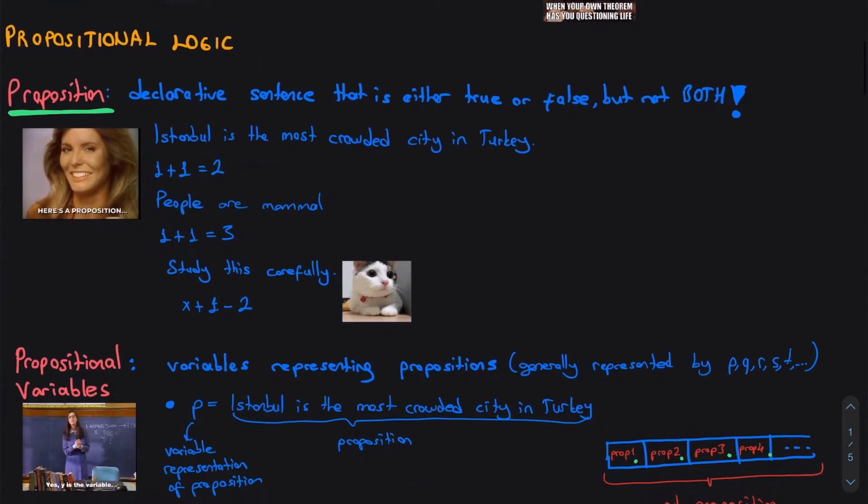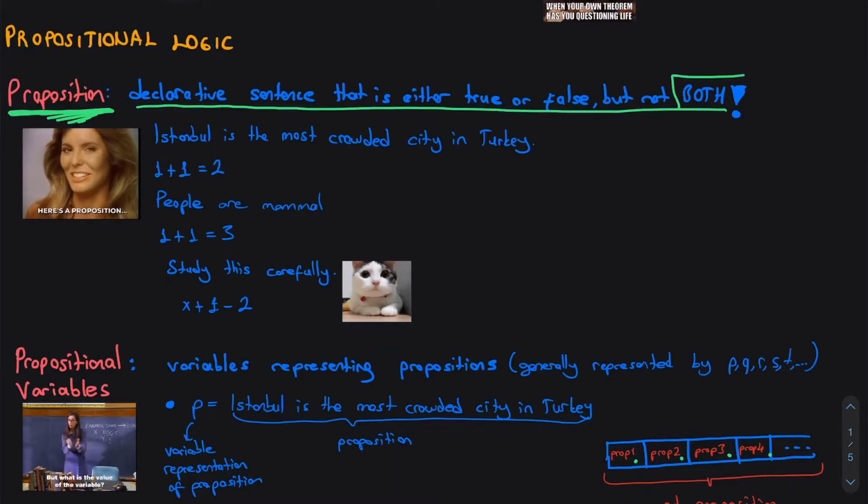So let's start with propositional logic. But wait a second, dude. What is a proposition? A proposition is just a declarative sentence that is either true or false, but not both. It's that simple. For example, Istanbul is the most crowded city in Turkey. Is this a proposition? Yes, definitely. And its truth value is true, as this is the real case.